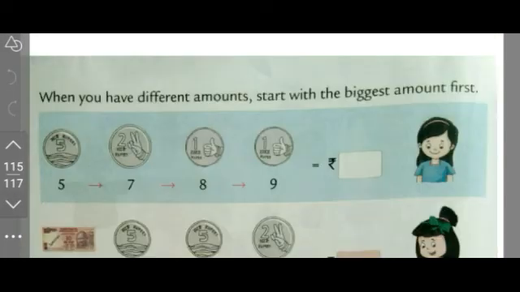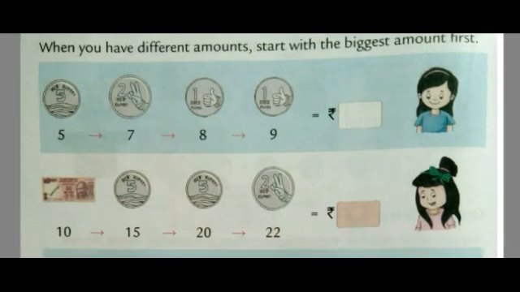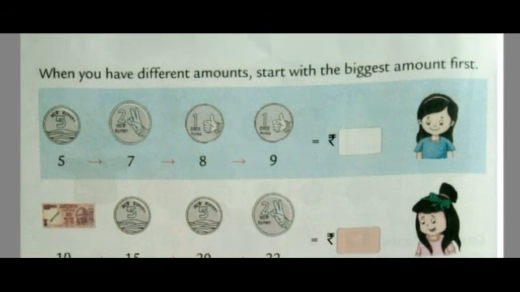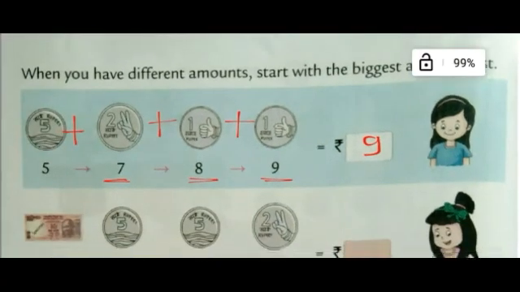Okay. Now, moving on to the next page. When you have different amounts, then start with the biggest amount first. Now, these are all different amounts. So, if you have to add them, always start with the biggest amount first. Like here, the biggest one is 5 rupees. So, 5 plus 2 will give you 7 rupees. 7 plus 1 will give you 8 rupees. And 8 again plus 1 will give you 9. That means total 9 rupees.